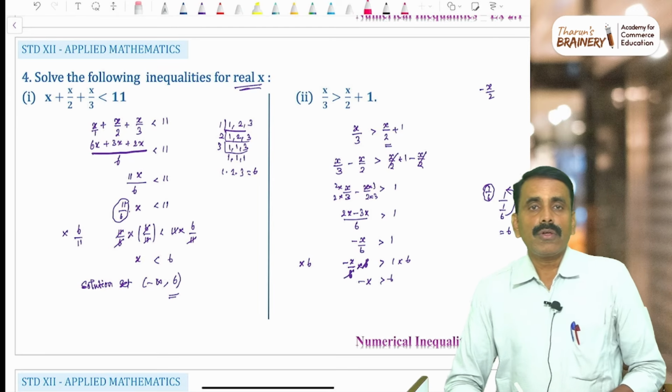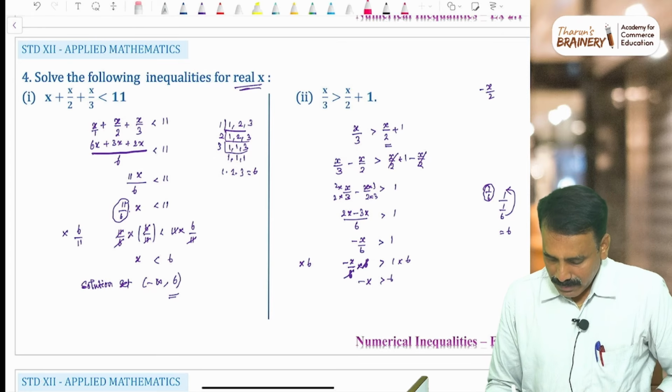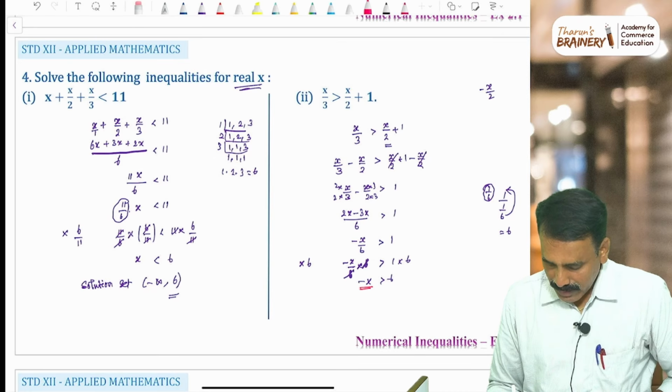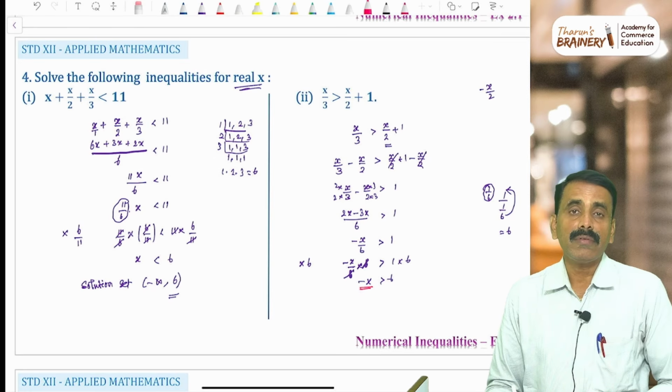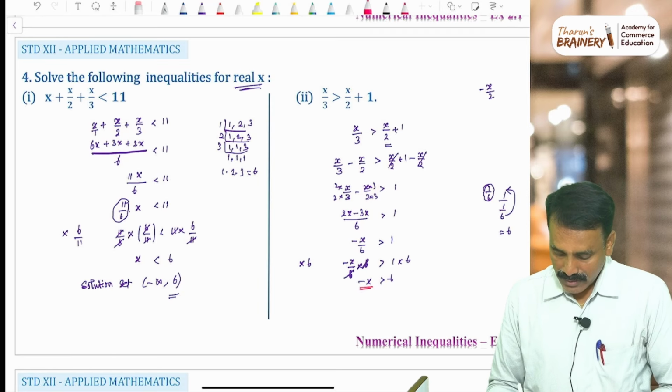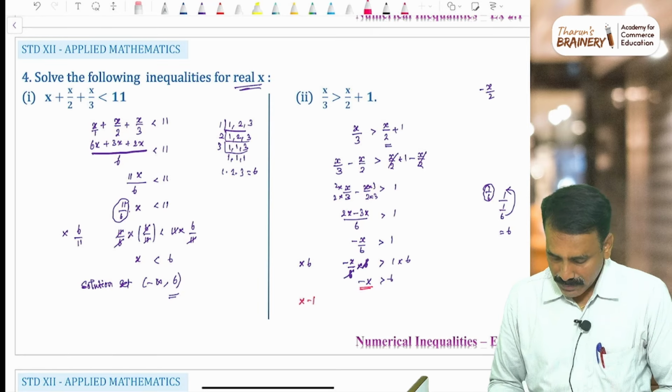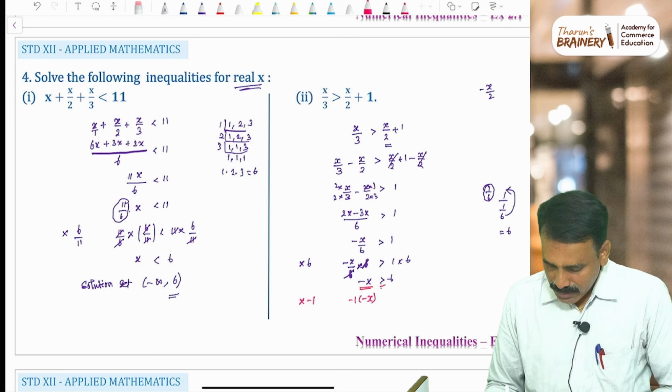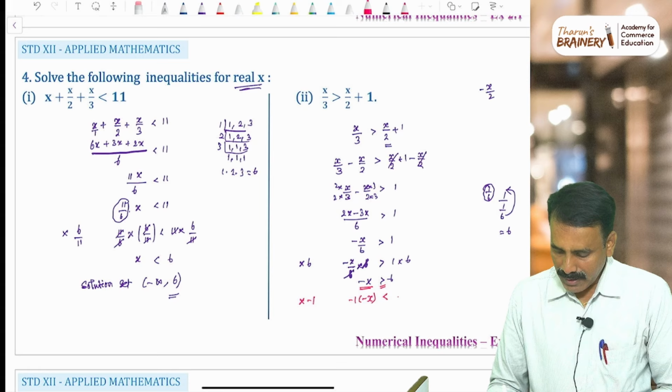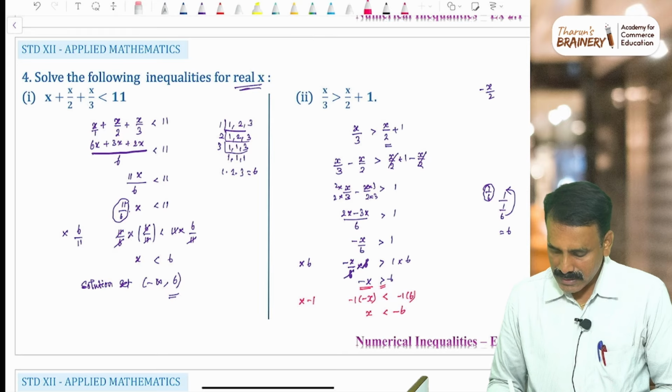Now to find the solution of x, we have to multiply with minus 1. Why we have to multiply with minus 1? Because x is going to have minus. Okay, so we multiply with minus 1. So what will happen? Minus 1 into minus x. This inequality should be reversed. So it is strictly less than, and we multiply with minus 1 on the right hand side. So x is strictly less than minus 6.